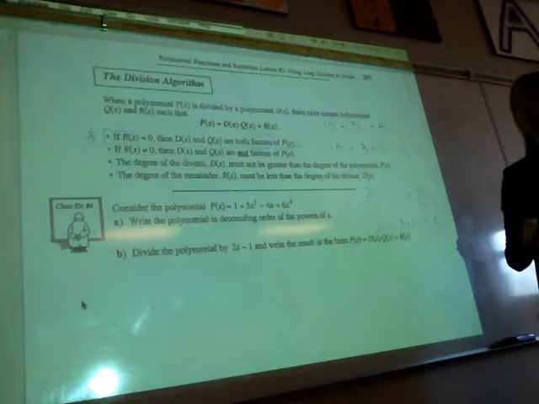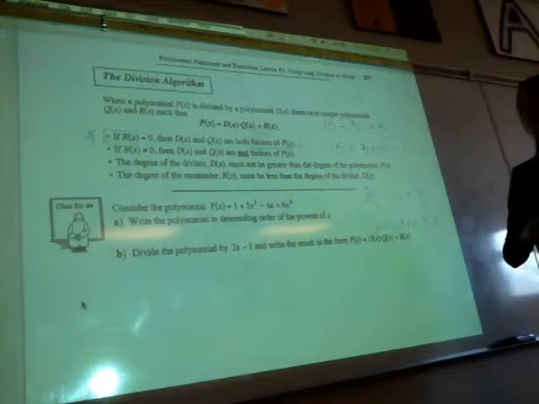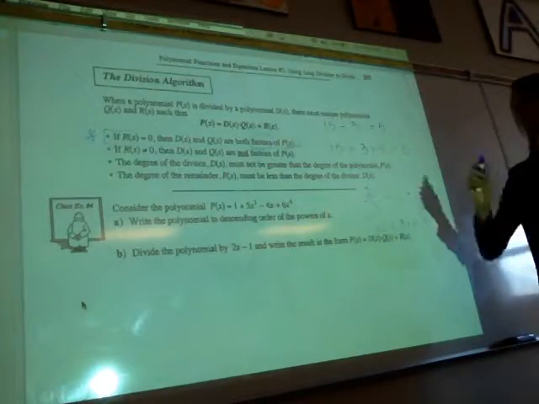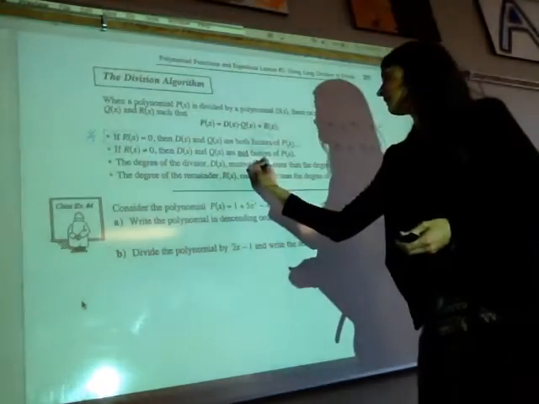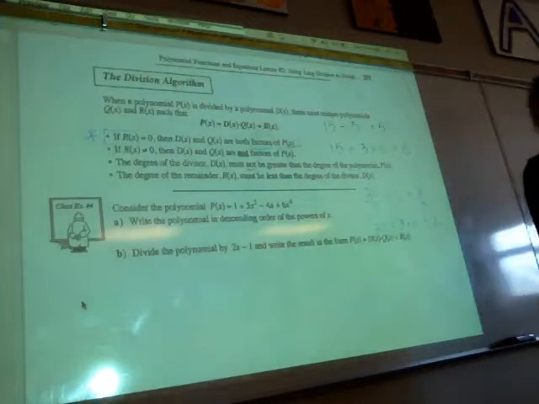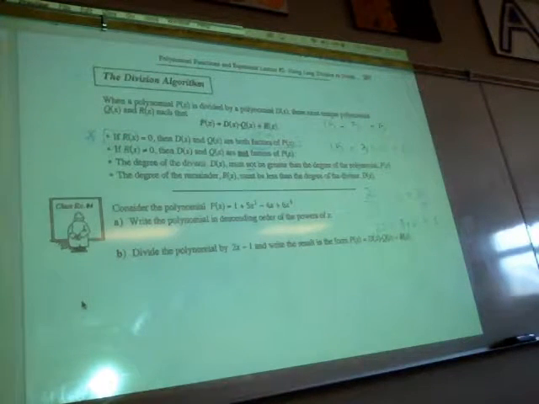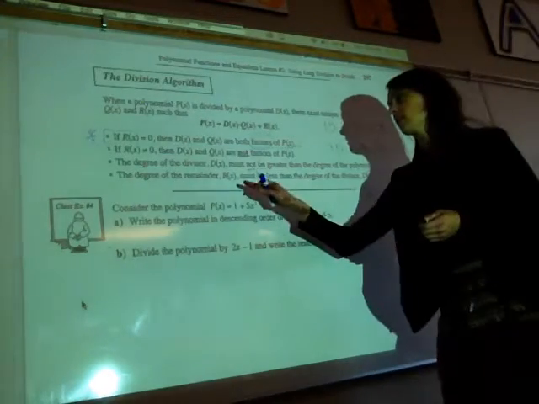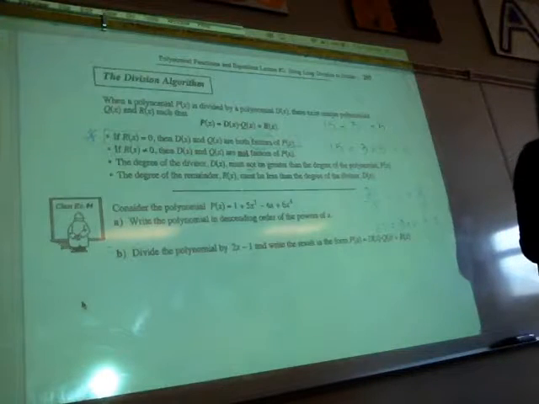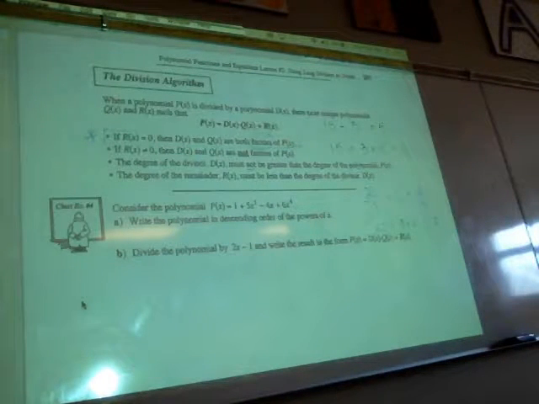So the degree of the divisor must not be greater than the degree of the polynomial. So we're never going to go like an x cubed divided by an x to the power of 5. The divisor never has a greater degree. Never, never. Okay, and same thing with the remainder. The remainder's degree has to be less than what you started with.